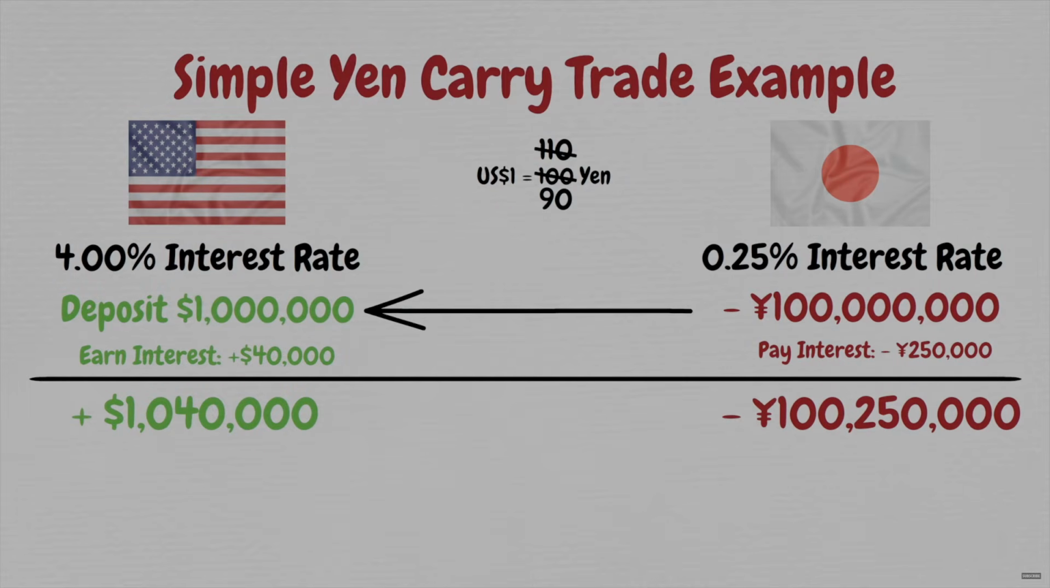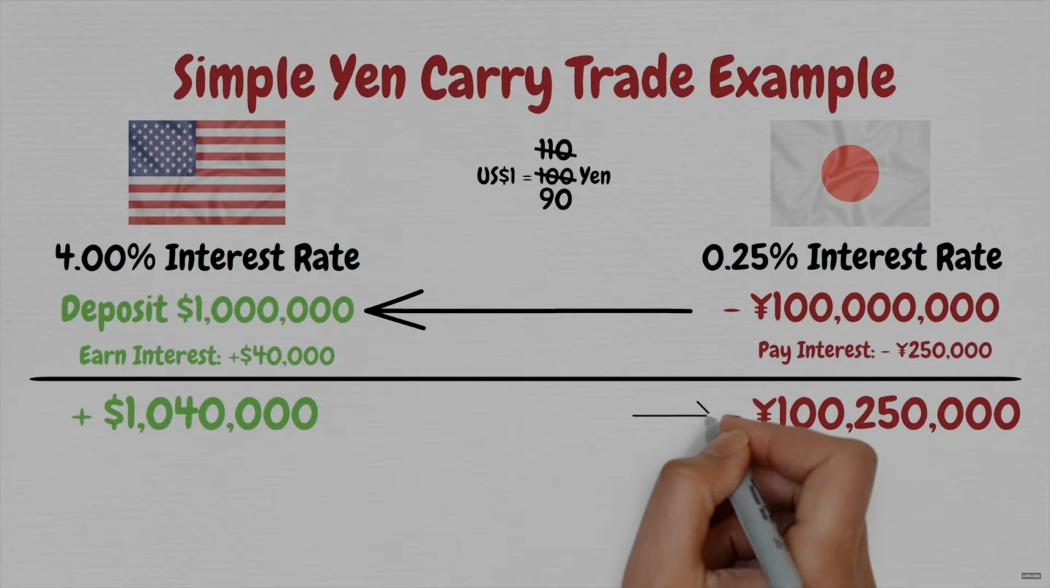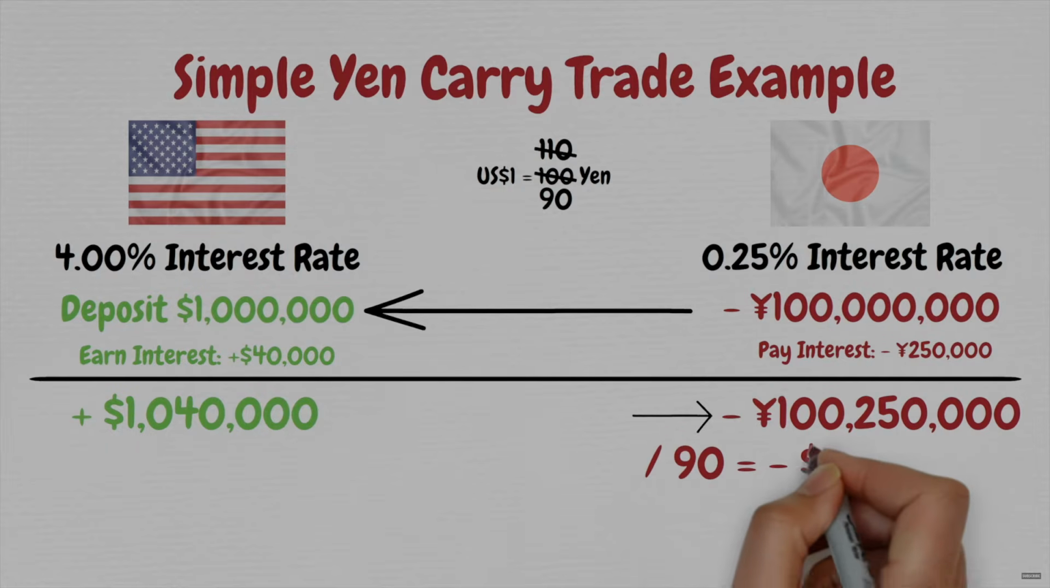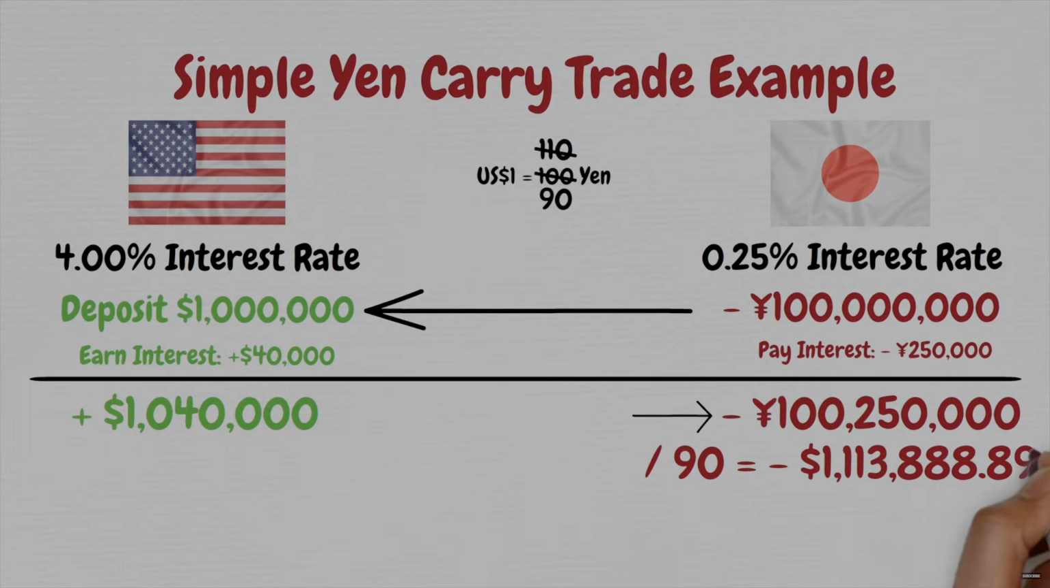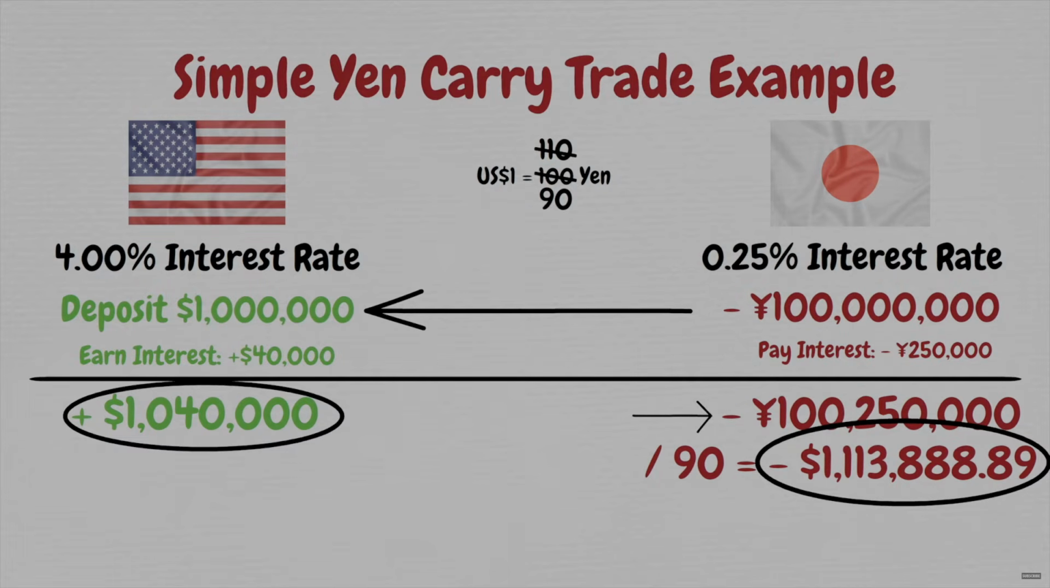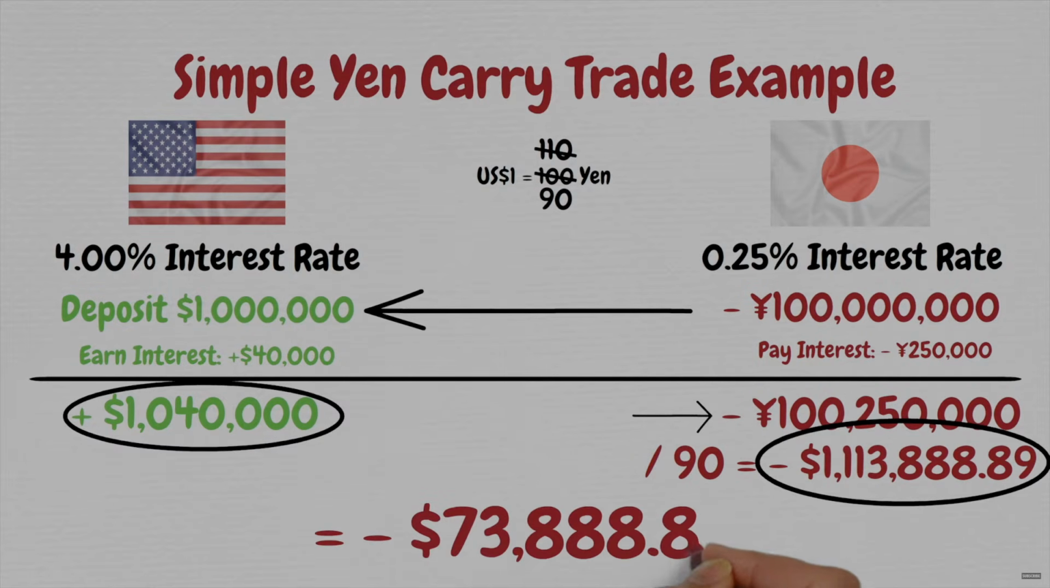90 yen per dollar. Remember, it's gone up in value, so it now takes less yen to buy $1 US. Now at the end of the year, we still owe 100,250,000 yen, but when we divide that by 90, we get just over 1.1 million that we now have to convert to cover that. There's just one problem. We only have $1,040,000. So we're short, in this case, just under $74,000.